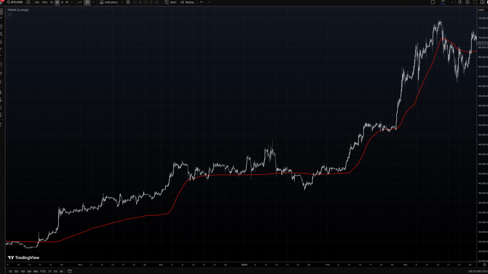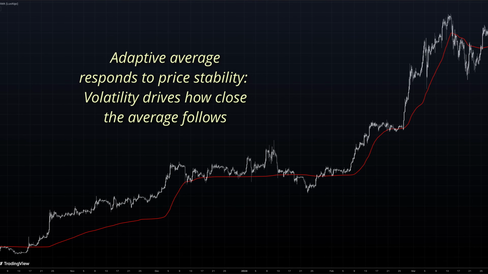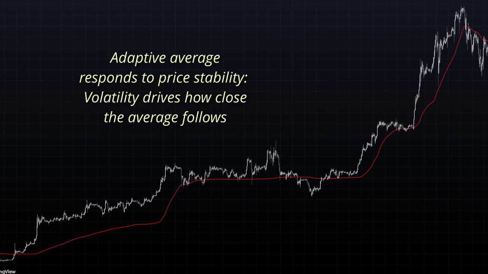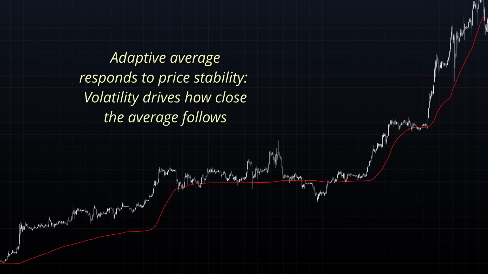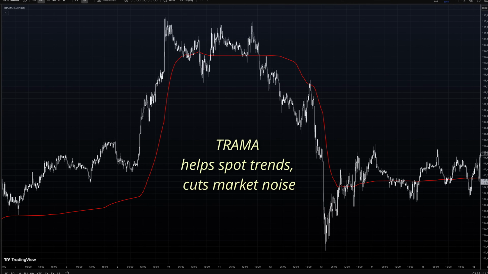This coefficient, squared for further smoothing control, is then used to adaptively pull the average closer or let it lag further, depending on current price action stability. TRAUMA's primary use is trend following with enhanced noise filtering.